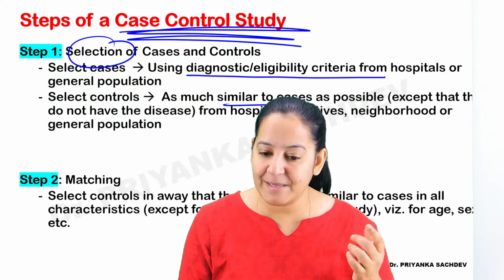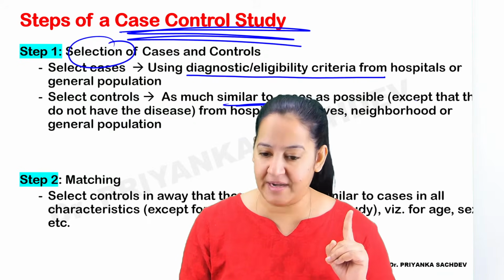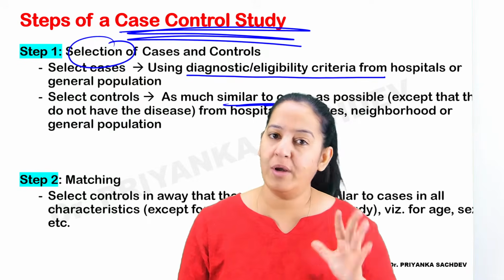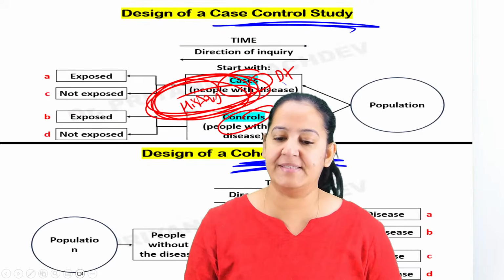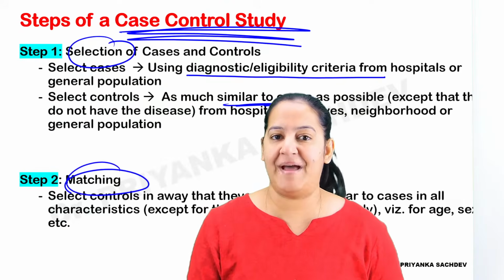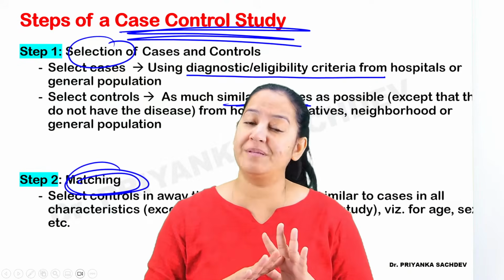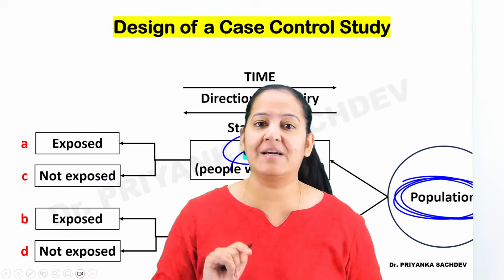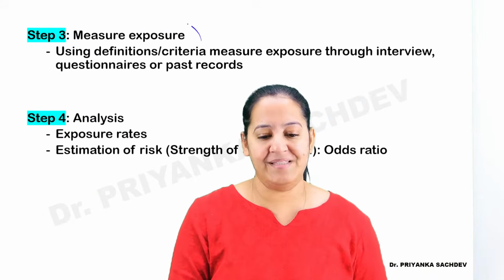And control is a similar person, the similar age group, similar everything. Only thing, the disease is absent. So select your cases, select your control. After that, do the matching. So cases and control should be similar in all aspects except the disease under study. After that, measure the exposure.